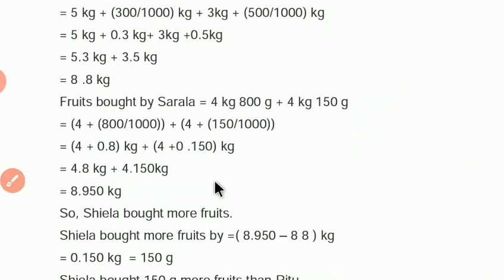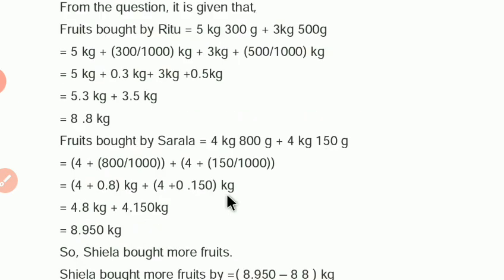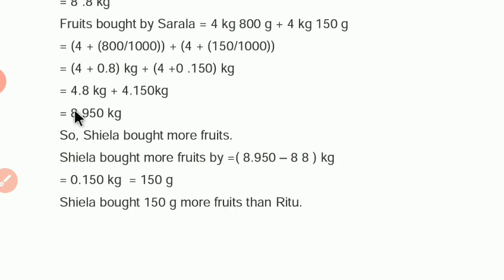So for Sheila, now compare 8.8 and 8.950. Here 8 is equal to 8, so we will compare the tenths digit. Here it is 8 and here it is 9. It means 8.950 is greater than 8.8 kg. So Sheila bought more fruits than Ritu. And we have to find how much.